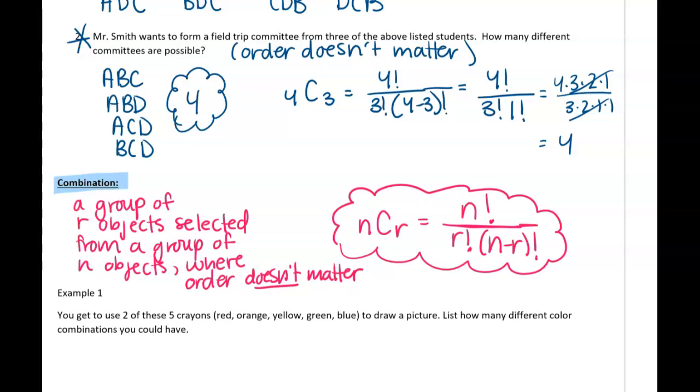This is also on your graphing calculator. It's menu probability combination, and then you enter it just like you would with permutation. So now it would be like NCR, you would do 4, 3, and that would also get you 4.